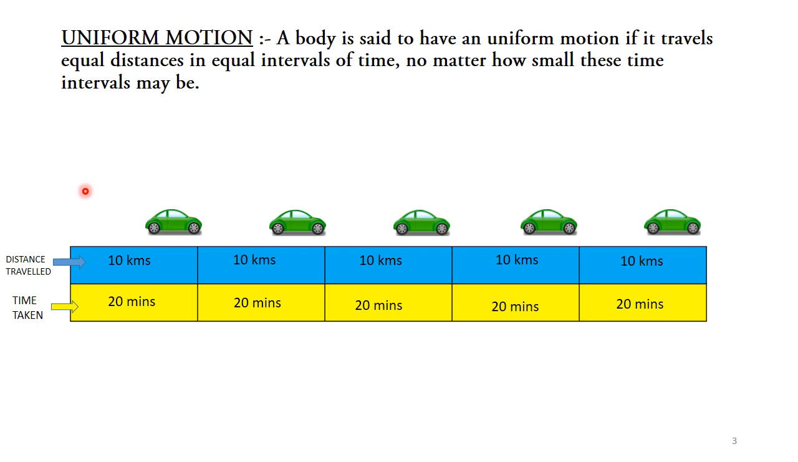So here we see that the car is actually covering equal distances in each phase, and the time taken to cover these equal distances is also equal. Such kind of motion adopted by the car, that is covering equal distances in equal intervals of time, is called a uniform motion.